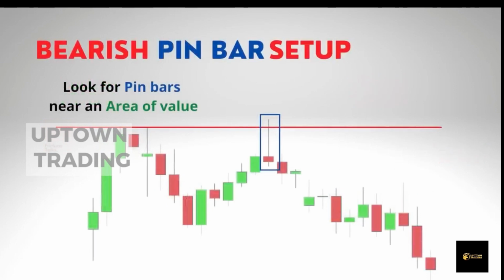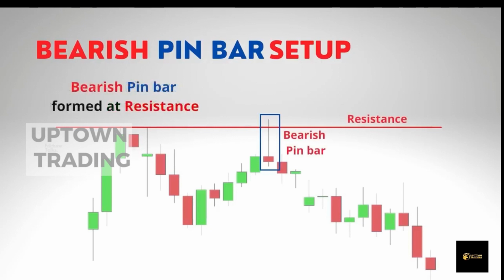Now, the other great time that you will find high probability trades with this candlestick in addition to a trending market is when the price is rejecting a level in the market that is of importance or an area of value. Now, these can often be the key support or resistance level or dynamic levels like the moving averages.